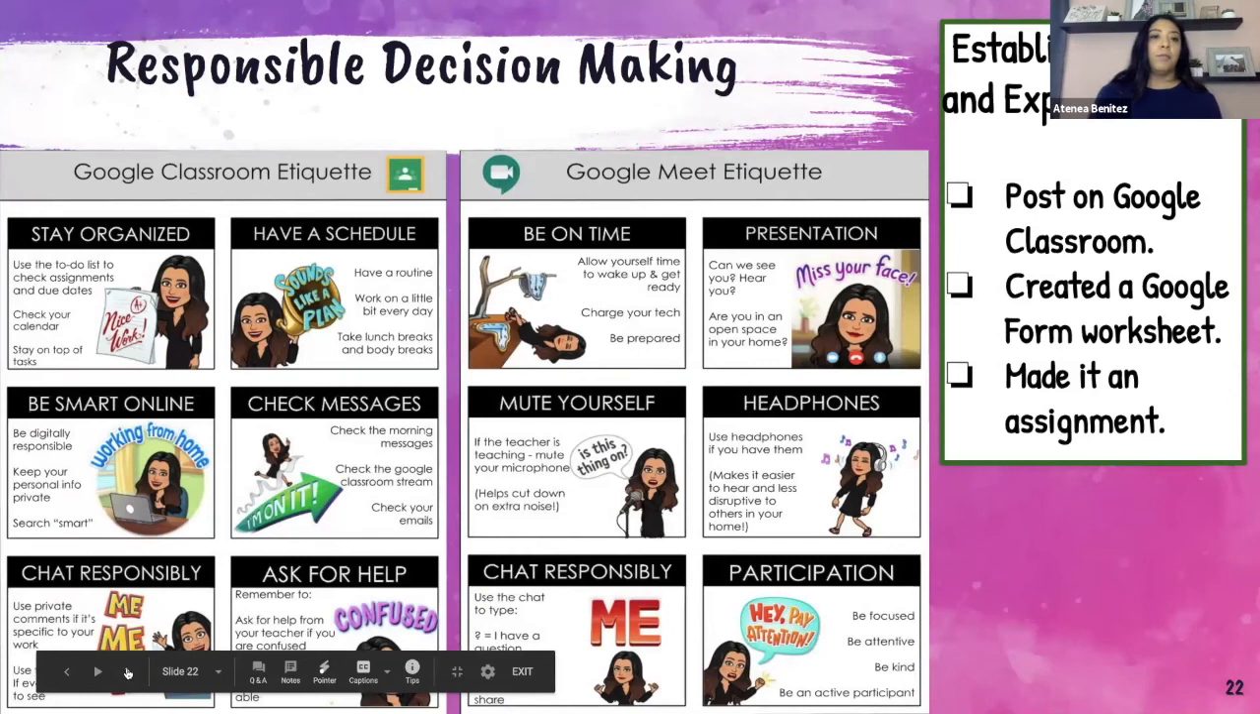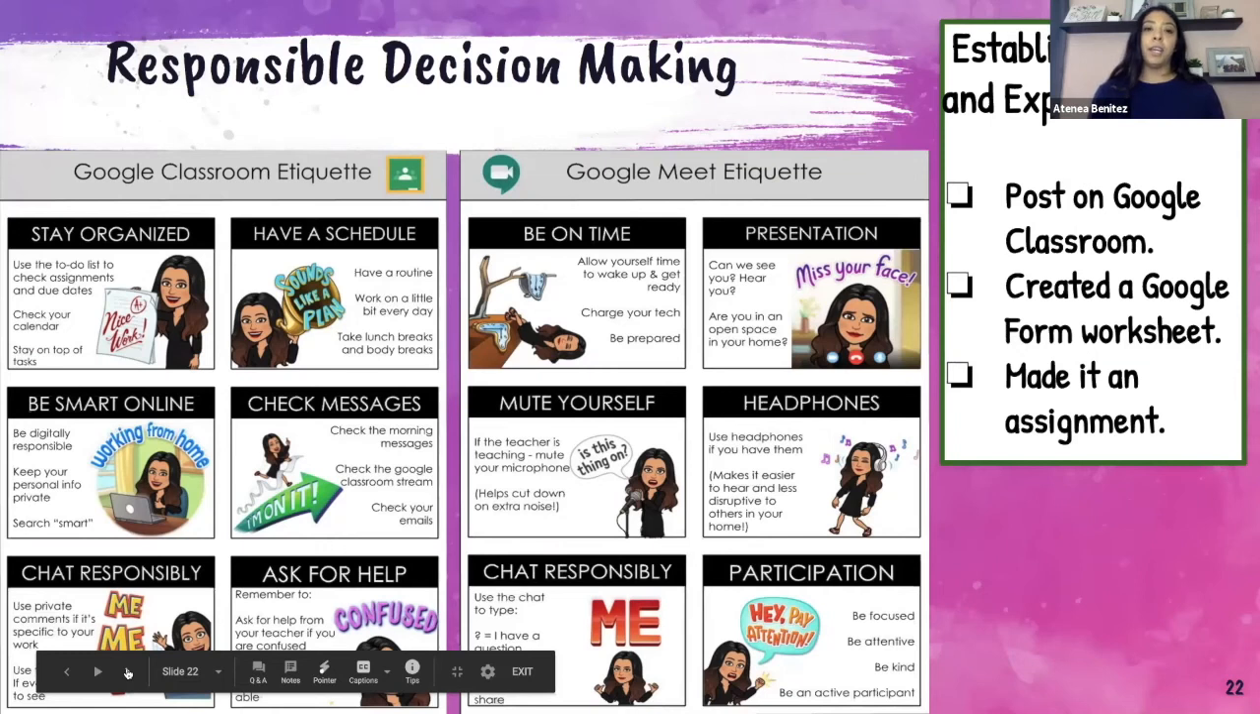So responsible decision-making. Students are used to rules and classroom procedures. And when we decided to go into distance learning online, there was a big, broad question of, well, how are they going to act? Are they going to be professional with it? Some of our students were not professional with it in the classroom. So how can I help them understand that this is still a classroom environment?